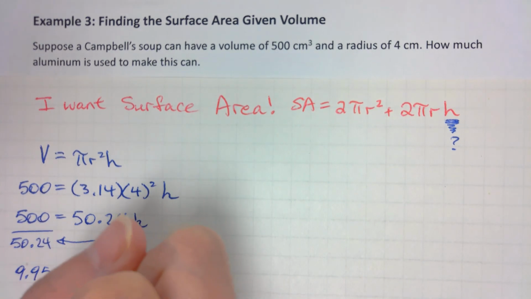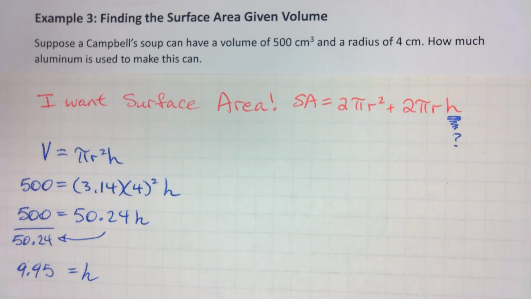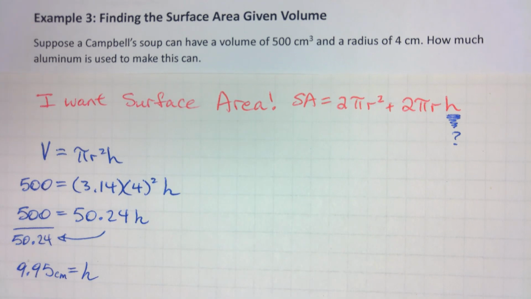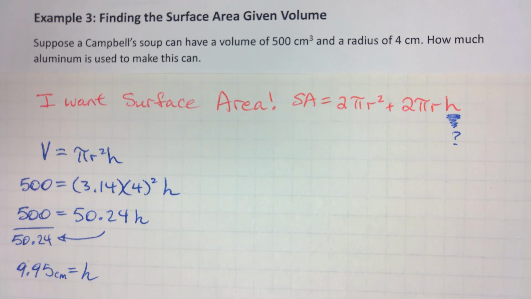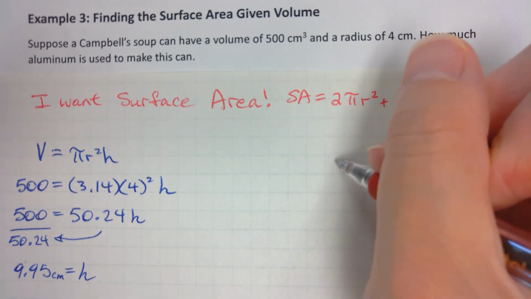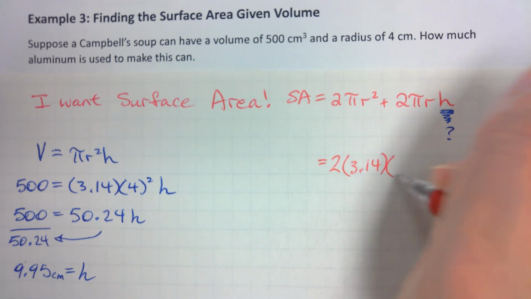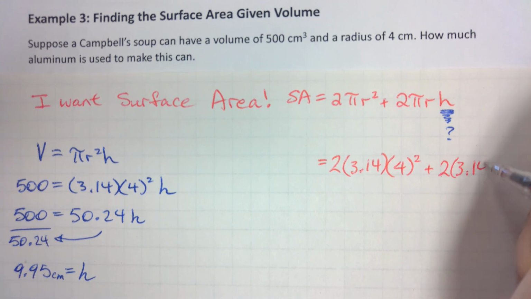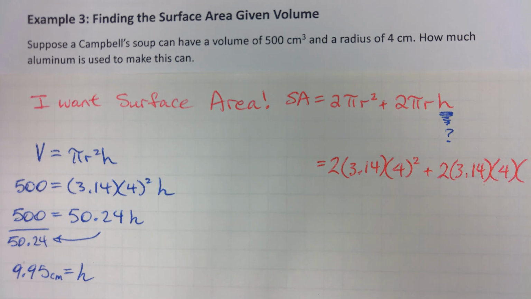What's my unit here? Yep, centimeters, because it's a height. So not square, not cube, just 9.95 centimeters. Okay, now that I have h, I have r, I can now apply it in this formula. So 2 times 3.14 times the radius, which is 4, plus 2 times 3.14 times the radius times the height, which is 9.95, what we just found.